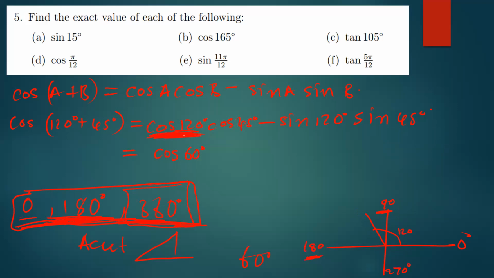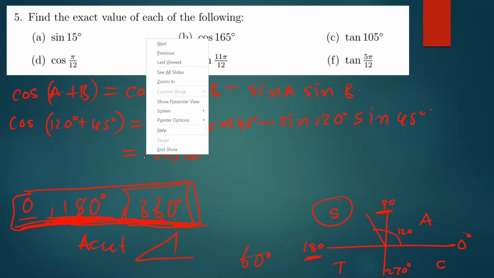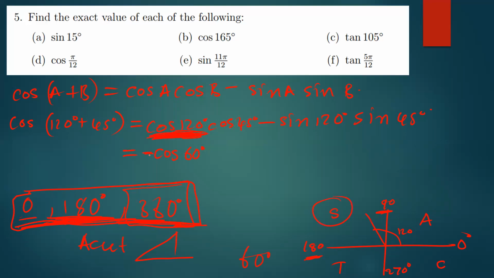So if it's in the second quadrant and we're dealing with cos, remember, in the second quadrant it's only sine which is positive. In the third, it's only tan. In the fourth, it's only cos. Here, all trig ratios are positive. But we're dealing with 120, which is in the second quadrant, and cos is negative in the second quadrant. Only sine is positive in the second. So we add the negative this side, because cos is negative in the second quadrant.